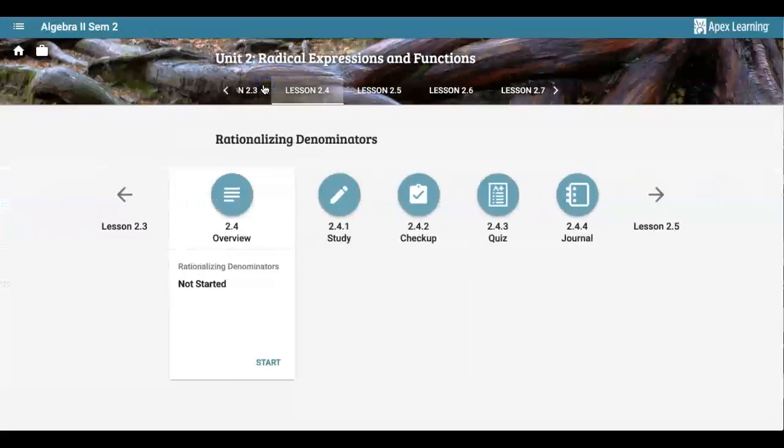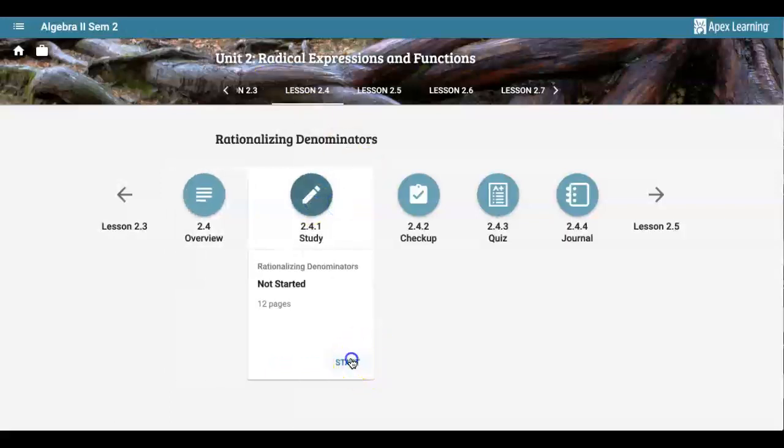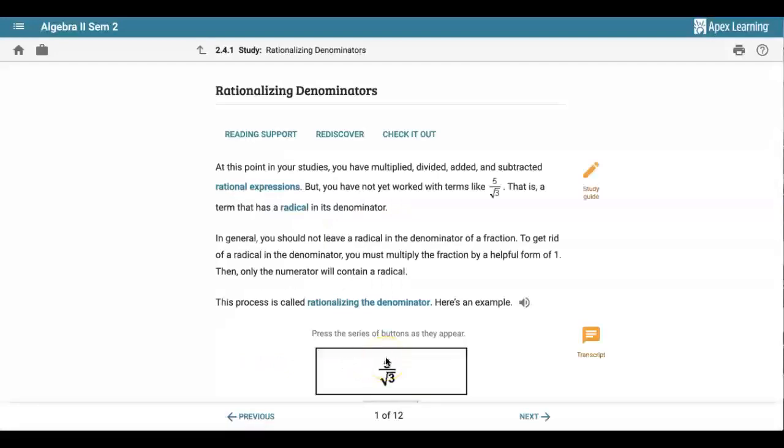If we start here with 2.4, we're looking at rationalizing denominators. So far in this unit, we've been working a lot with rational expressions: multiplying, dividing, adding, subtracting, all of those basic functions. But we haven't worked with terms like this 5 over square root of 3. This shows a radical in the denominator, and the top part is not a radical itself.